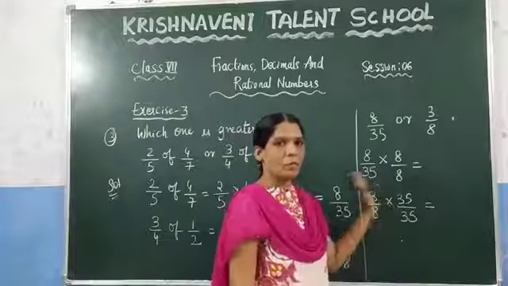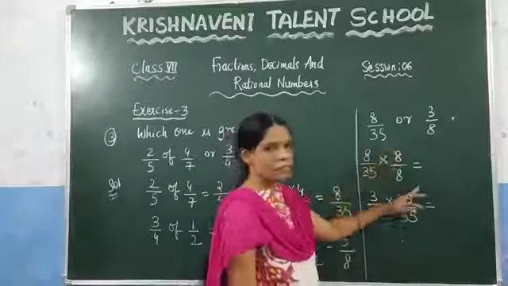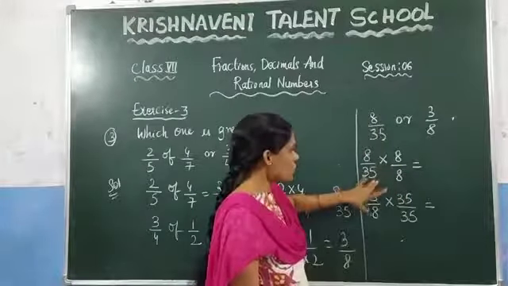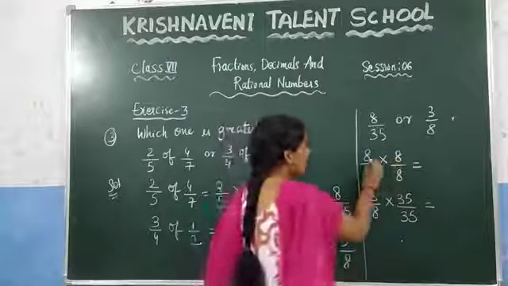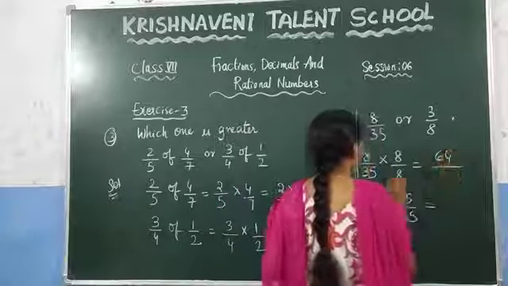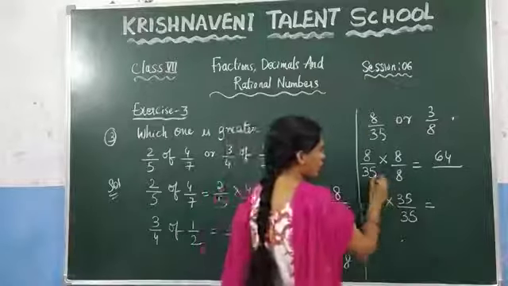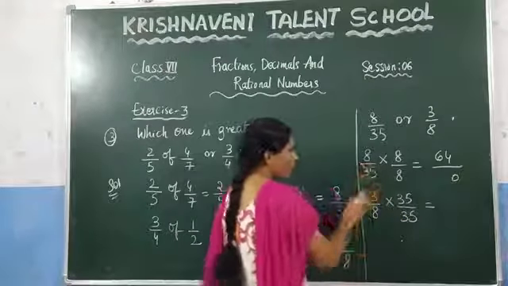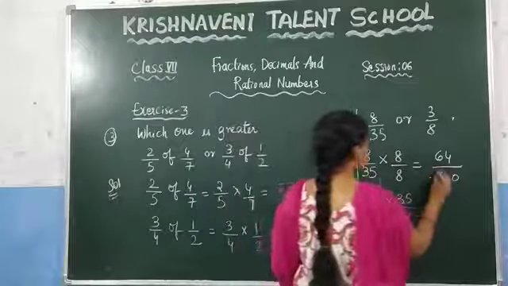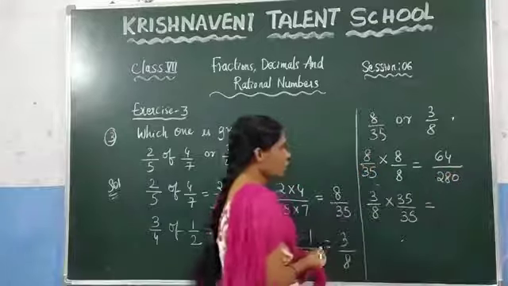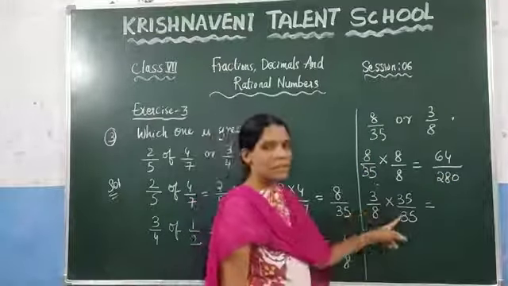If you are given more than two fractions, we need to take the LCM of the denominators. But here they have given only two fractions, so we take each fraction and multiply with the other fraction's denominator. Do it here: 8 times 8 is 64. Now calculate the value of 35 into 8. 8 times 5 is 40, write 0 and carry 4. And 8 into 3 is 24, 24 plus 4 is 28. Now you got 280. Similarly, find this value. Now you need to multiply the numerators.